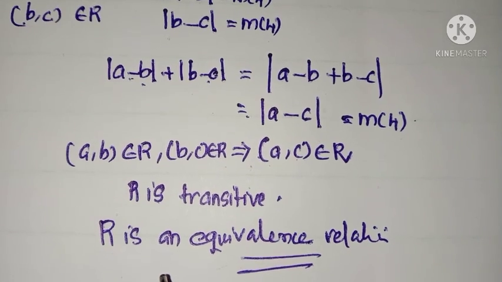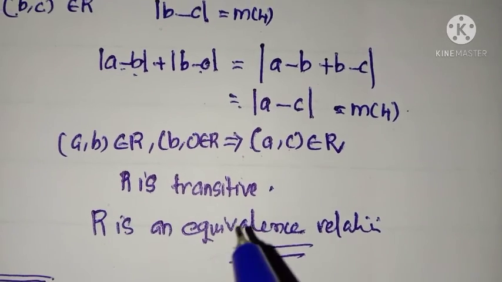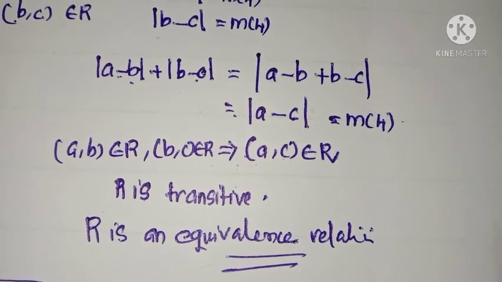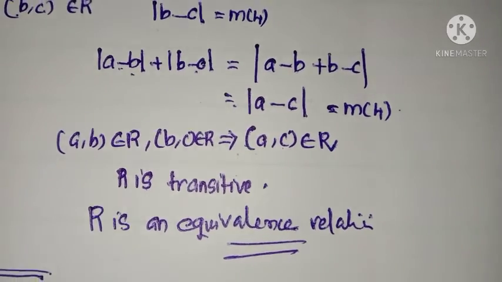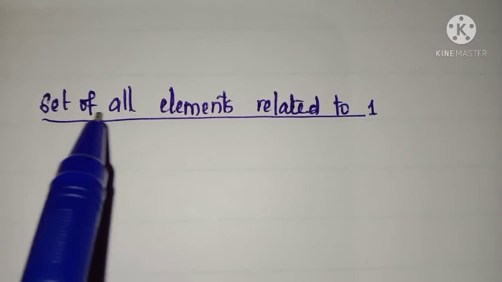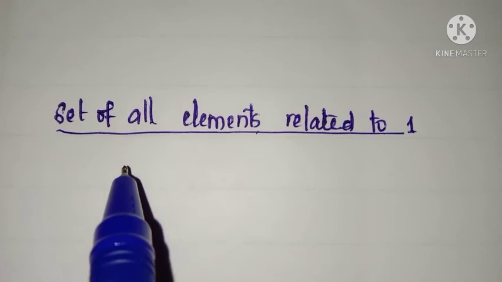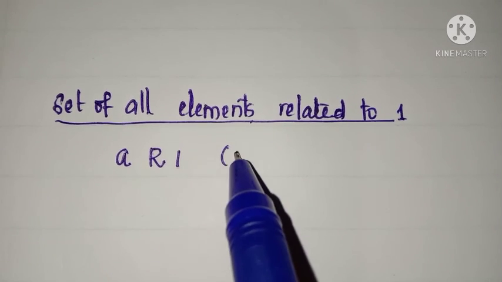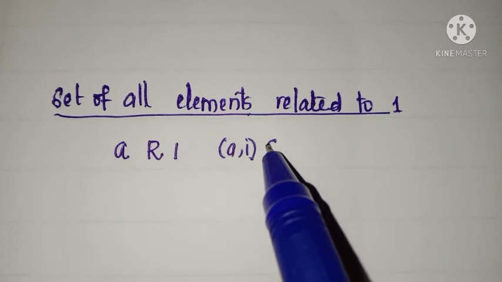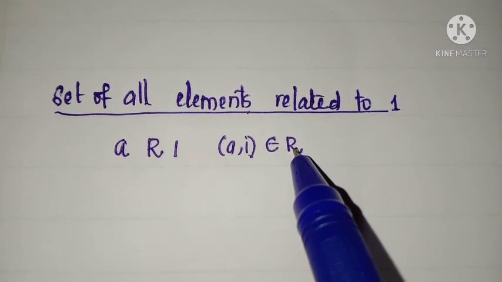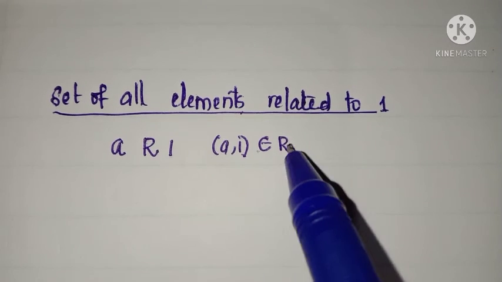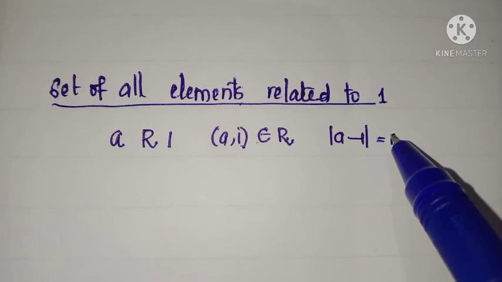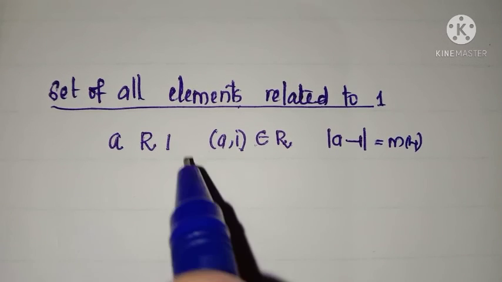Now there is another question: find the set of all elements related to 1. Okay, see, we want to find the set of all elements related to 1. Suppose there is an element a related to 1, which means the ordered pair (a, 1) belongs to R. That is the meaning. If (a, 1) belongs to R, it means |a − 1| is a multiple of 4.